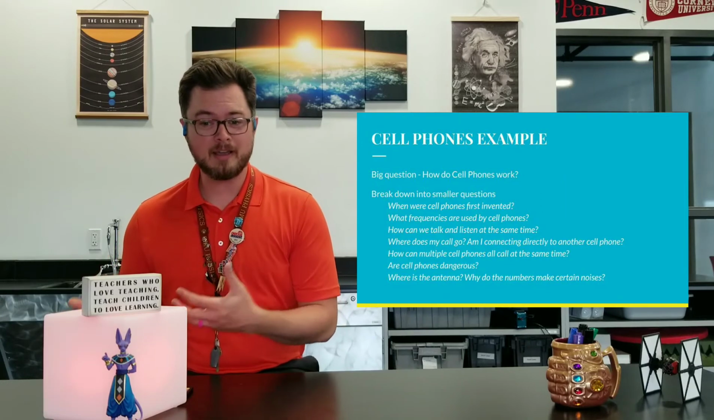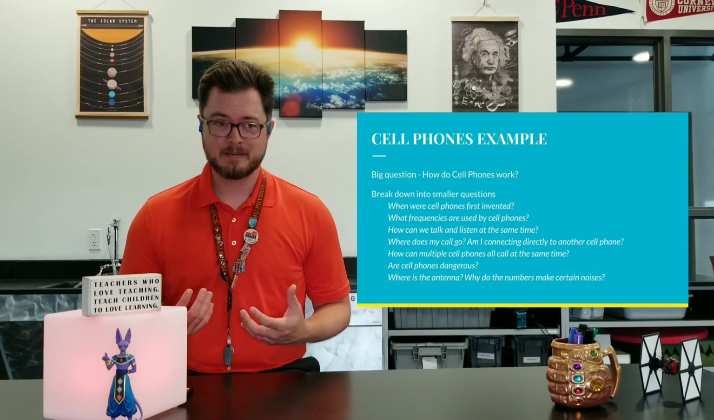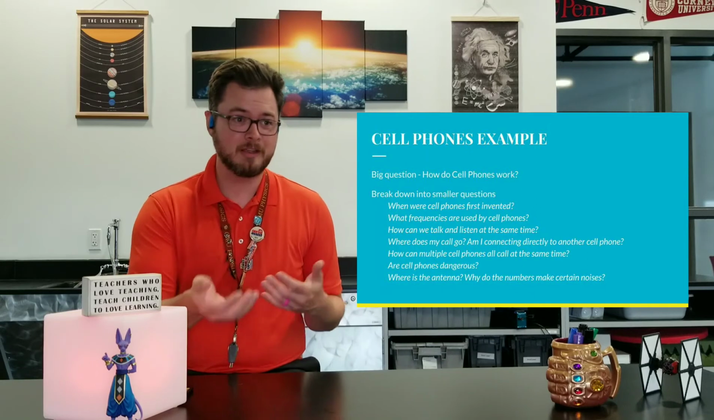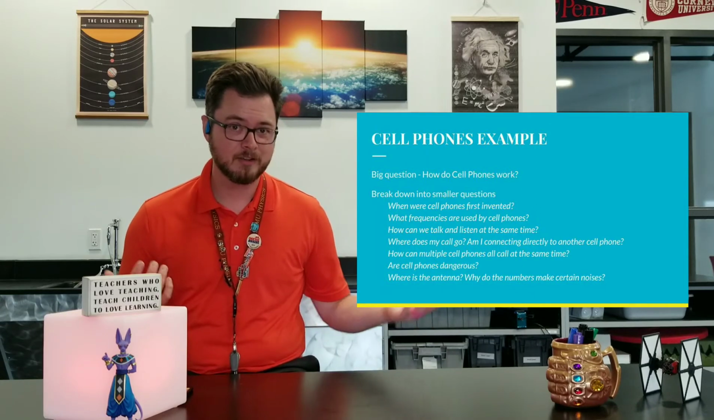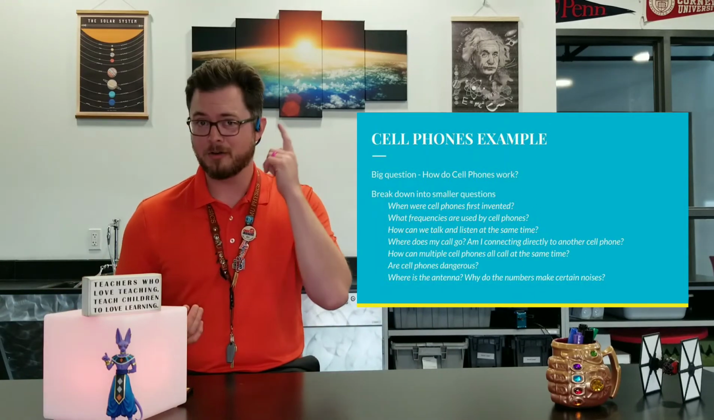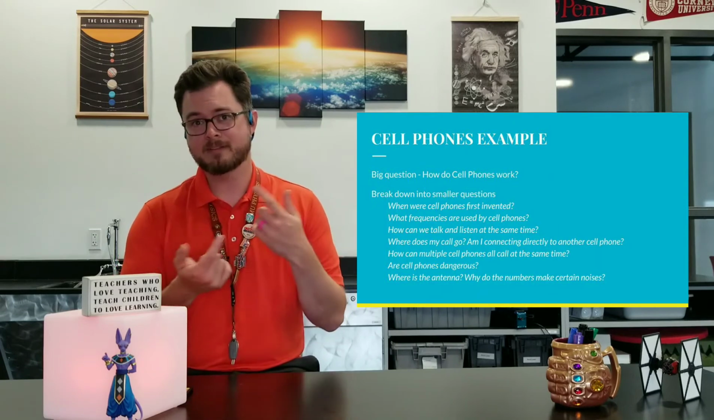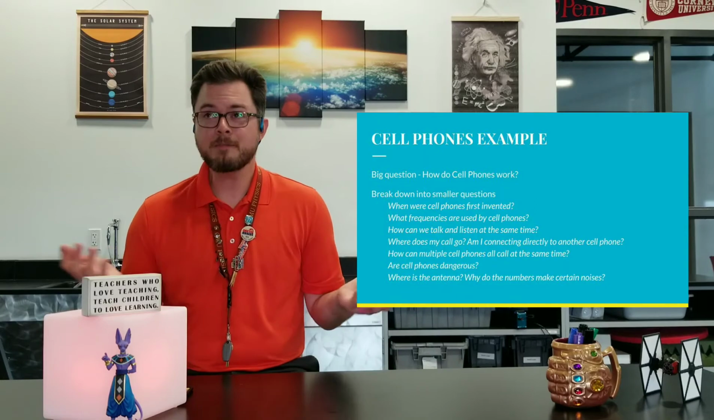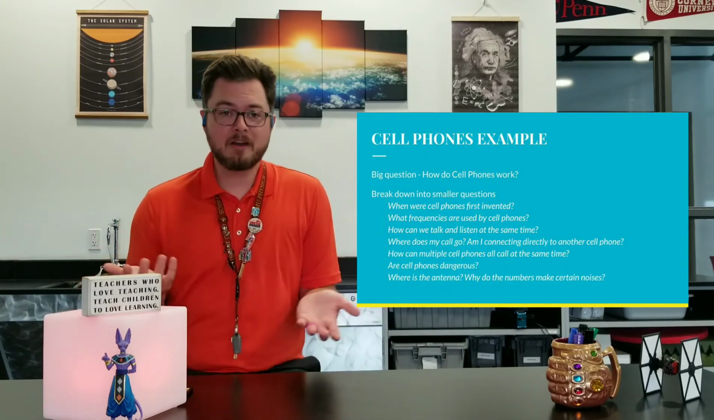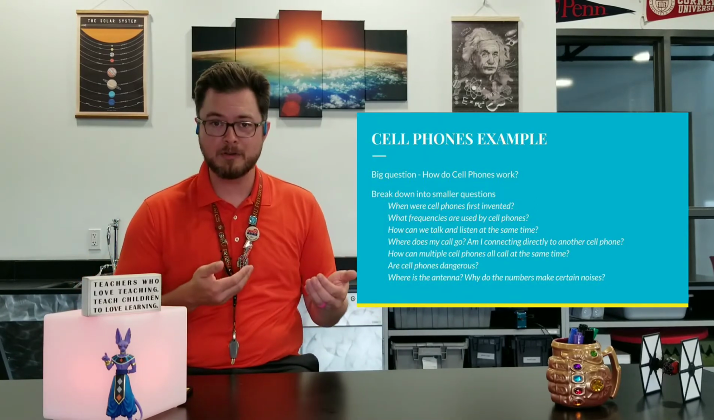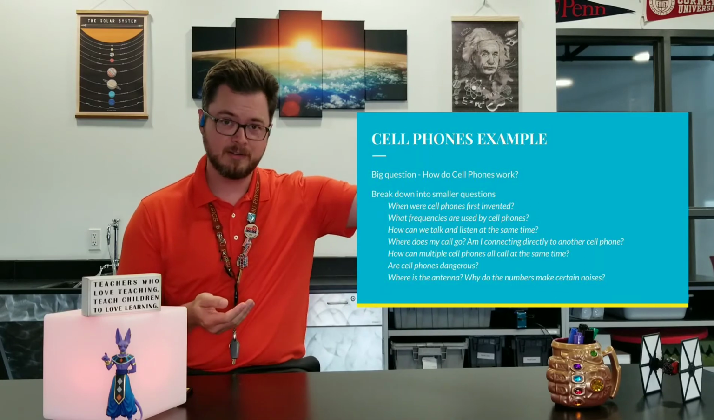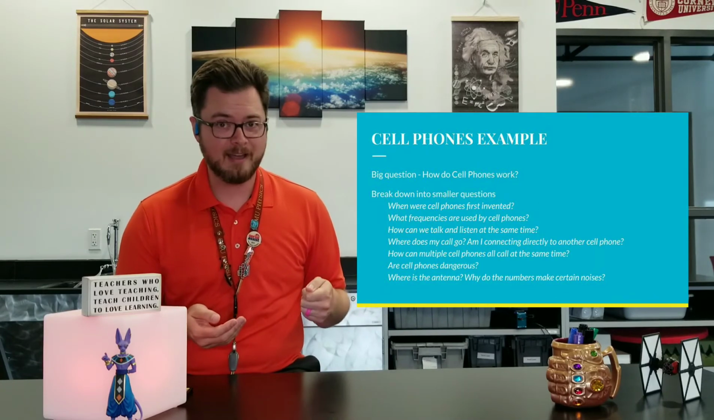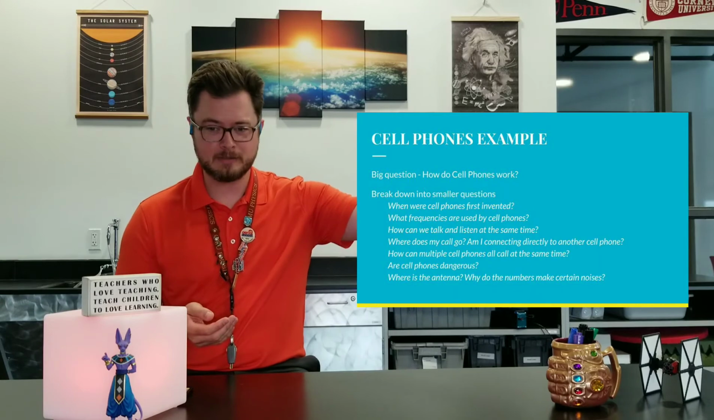How do we then talk and listen at the same time? That is to say, how are cell phones different than walkie-talkies? Because with walkie-talkies, I can talk or I can listen, but I can't do both. But with cell phones, I can do them simultaneously. How does that happen? Where does my call go? Like, how does it get from cell phone to cell phone? Am I communicating directly phone to phone? Spoiler alert, you're not. So how does it get from place to place?